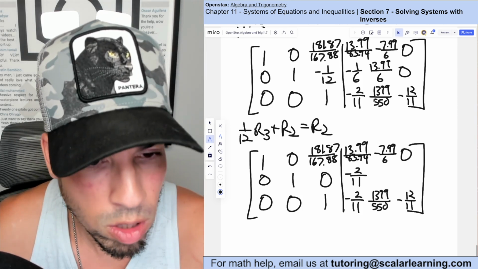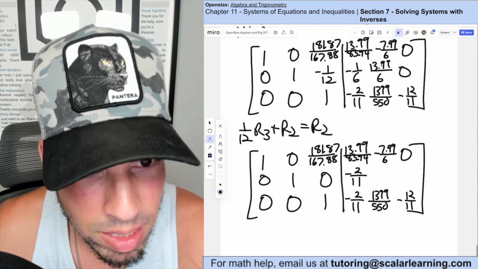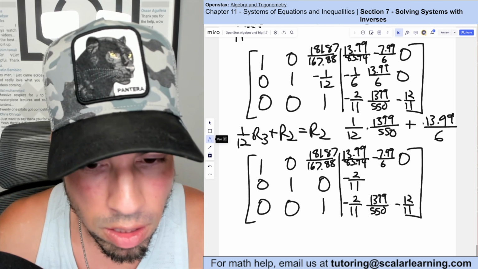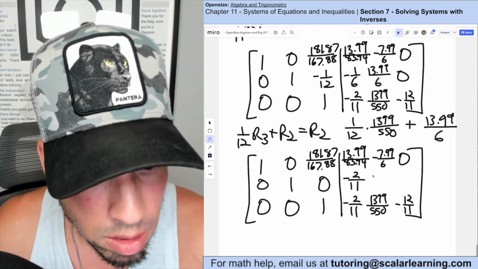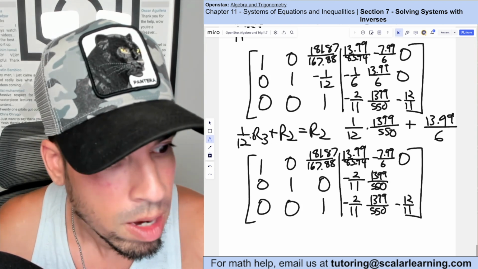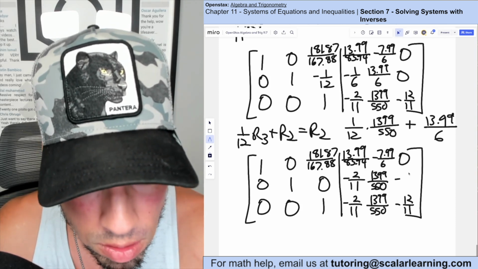Next, I'm going to do 1/12 times 1399 over 550 plus 1399 over 6. And then when you simplify this out in a calculator and get a nice fraction with whole numbers, it's the same as this. It's again 1399 over 550. Beautiful. And then 1/12 times that, the 12s are going to cancel out. It's negative 1/11 plus 0 is negative 1/11.